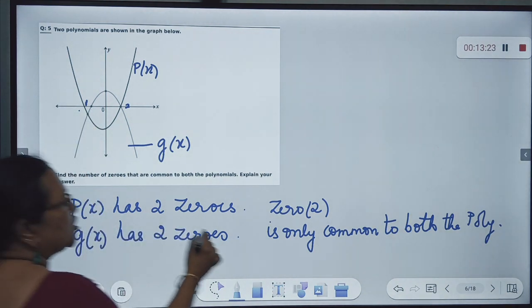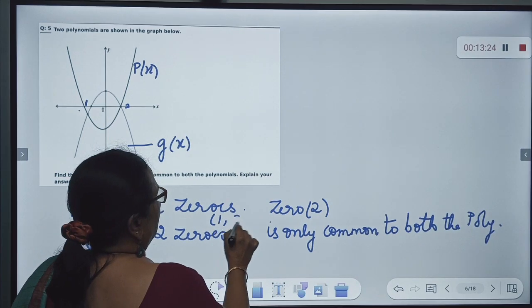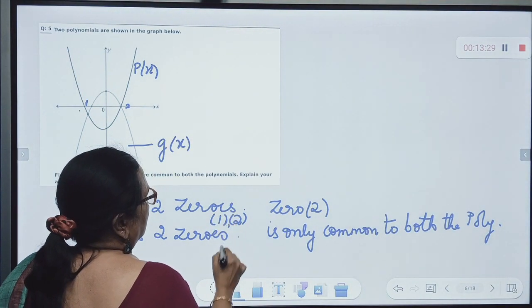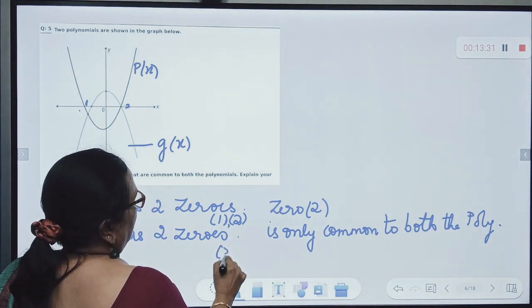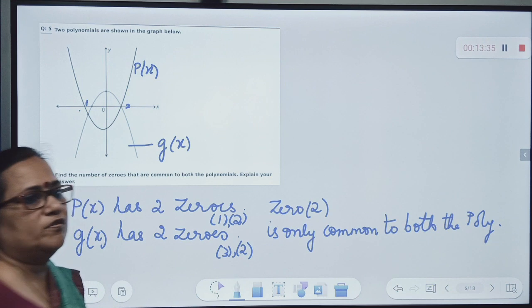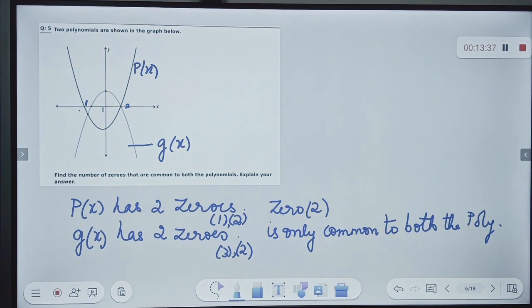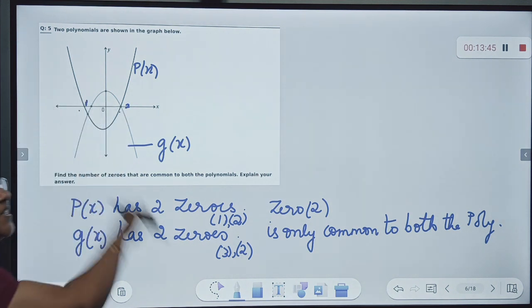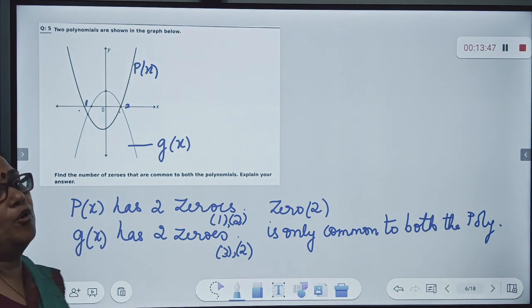So p of x has 2 zeros, 1 and 2. This has 3 and 2. So the zero 2 is the only zero common to both the polynomials. Is it clear? You can see this is the only point where they intersect, and both of them intersect the x-axis at the same point.